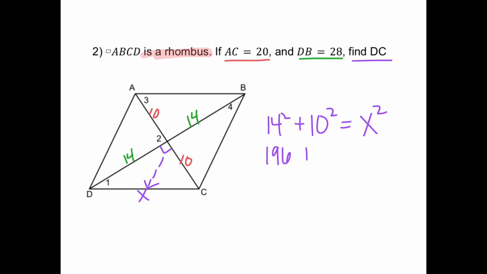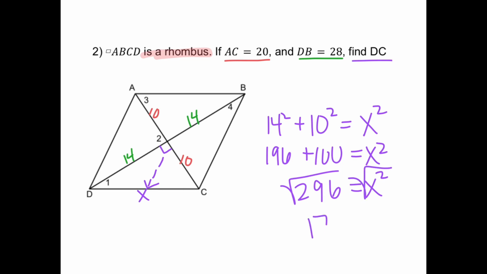When we solve, we will be finding the length of DC, or the outside side of the rhombus, and because it is a rhombus, they're all going to be the same. So all of these sides are 17.2.